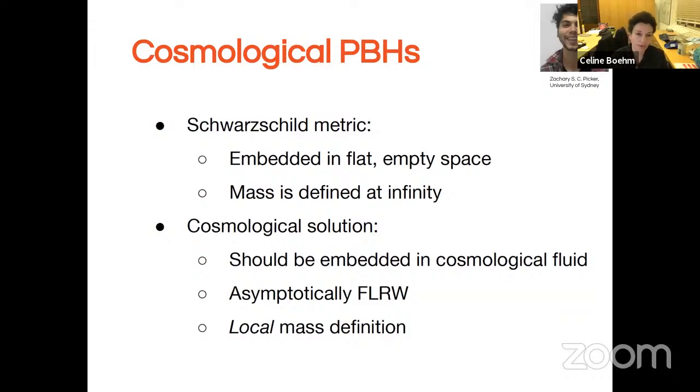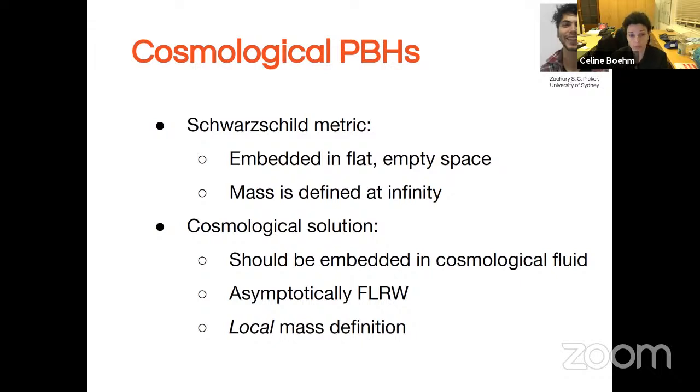Everyone who is looking at primordial black holes is basically treating them like you would treat a black hole. They use a Schwarzschild metric, and they basically say it's embedded in a flat empty space. There's a problem with the mass, and you can't really define the mass, so they actually assume it's zero, the local mass. But in reality, those primordial black holes have evolved, if they exist.